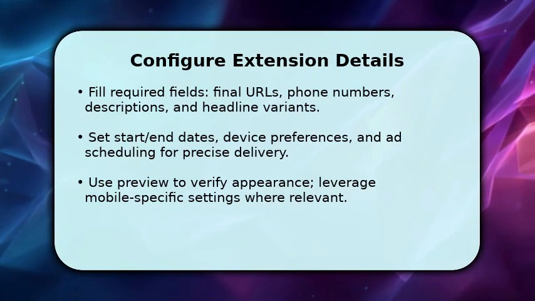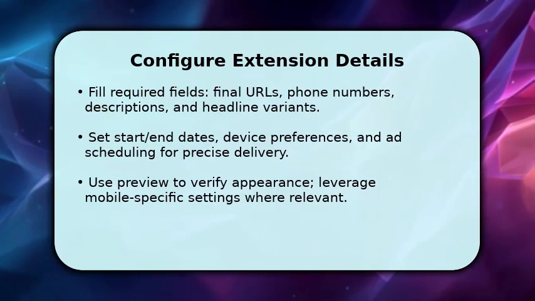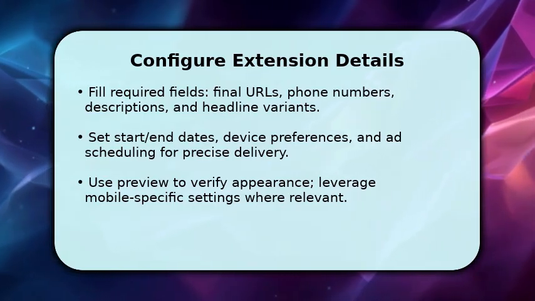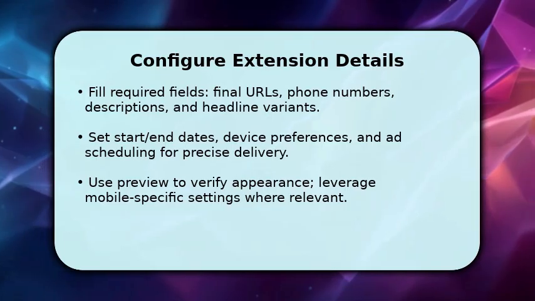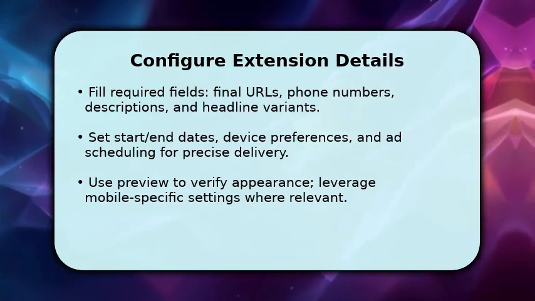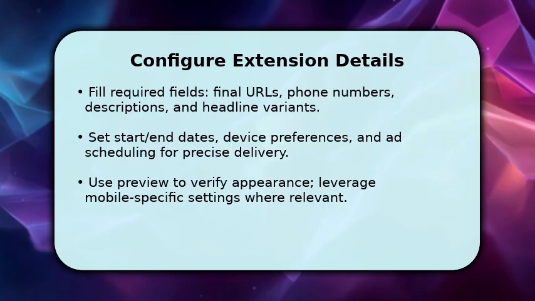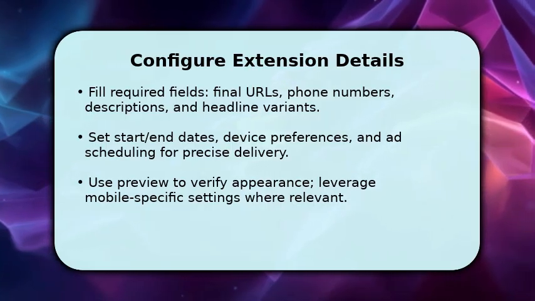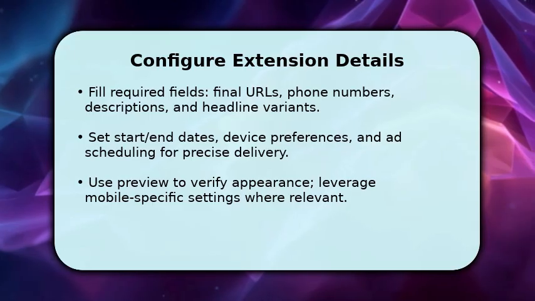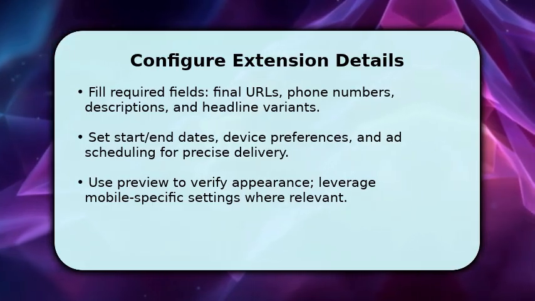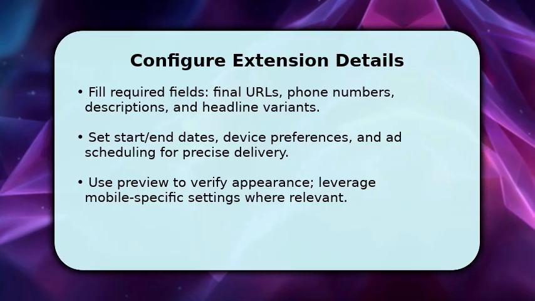Once you pick a type, enter the required details: URLs for site links, numbers for calls, and concise descriptions for callouts or snippets. Make sure to choose start and end dates, set device preferences if you want mobile-first delivery, and apply ad scheduling so extensions run during peak hours. Use the preview pane to confirm how the extension looks on desktop versus mobile.